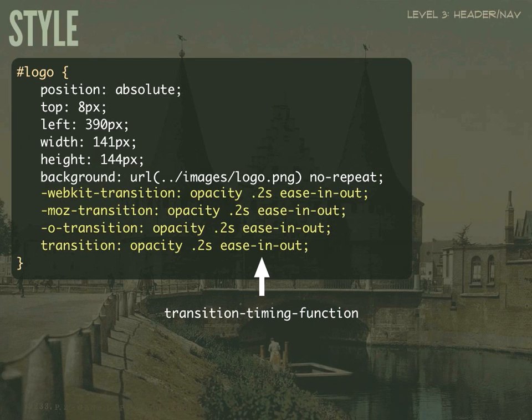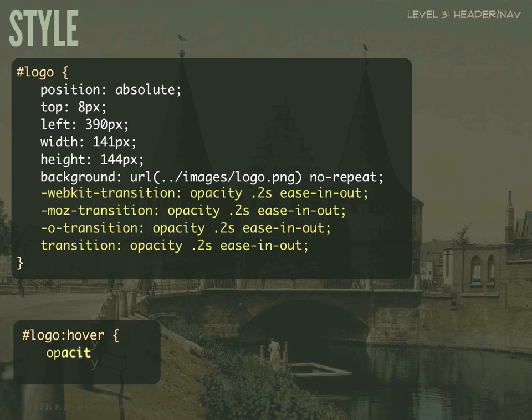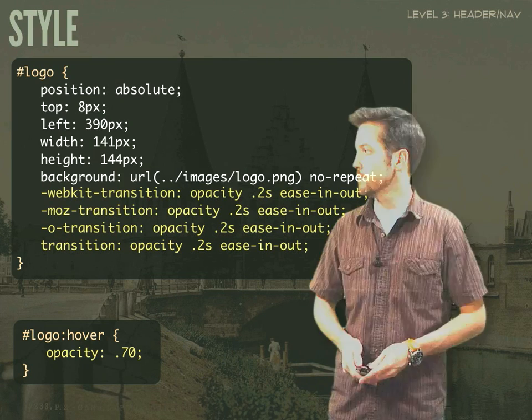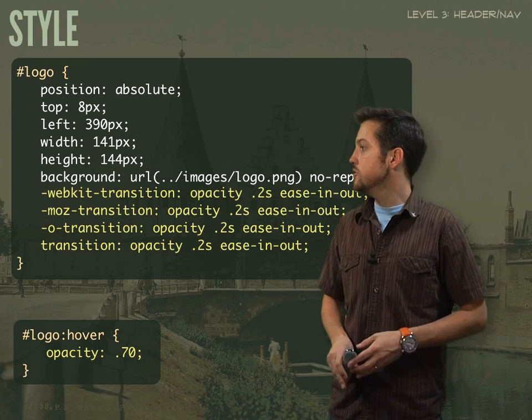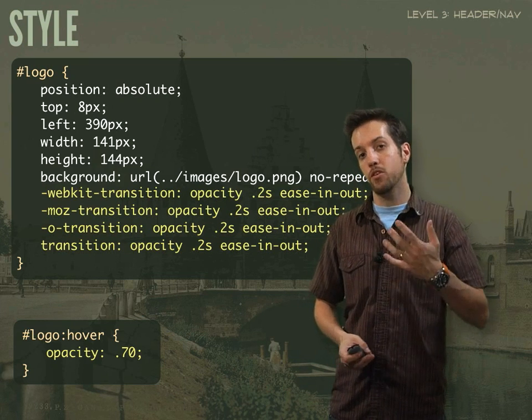So now that we have our CSS transition in place for this element, we're going to go ahead and add a hover state in which we set the opacity value to 0.70. So let's summarize what we've done in this transition here. First, we've created a transition in which we're going to affect the opacity.